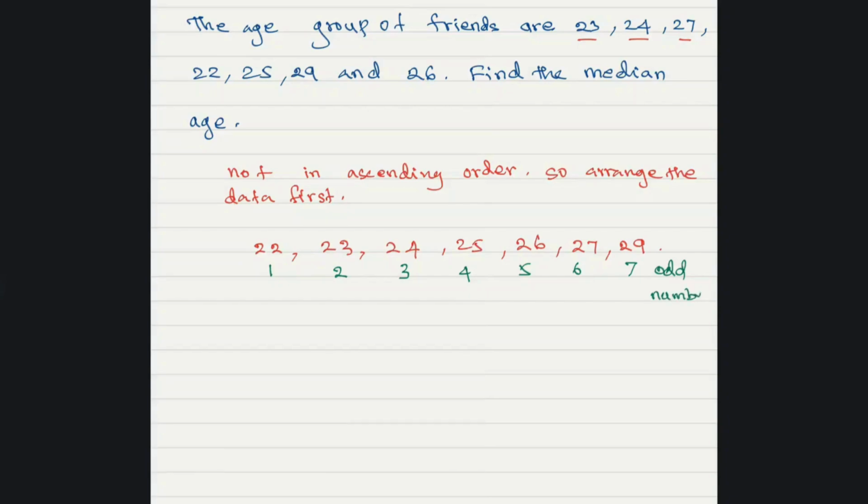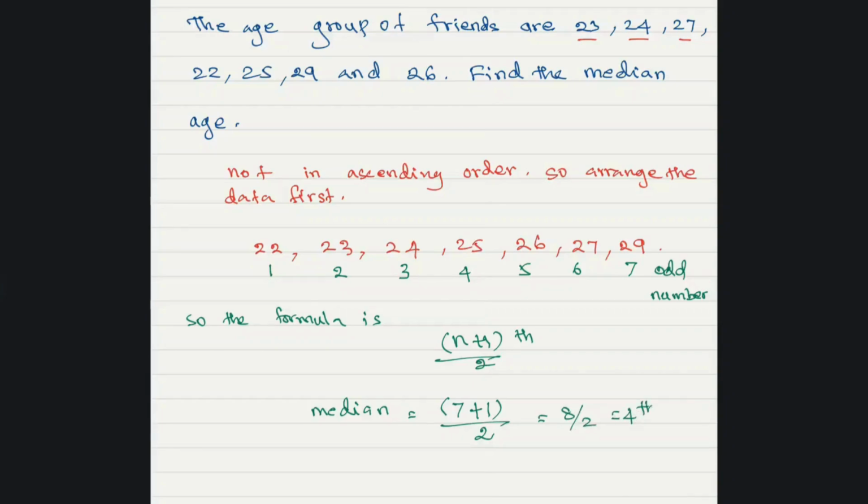So if it is an odd number, you have to add plus 1 with the count. So 7 plus 1 equal 8 divided by 2 equal 4. So the fourth value is the median. So the fourth value is 25. So the median age of this friends group is 25.